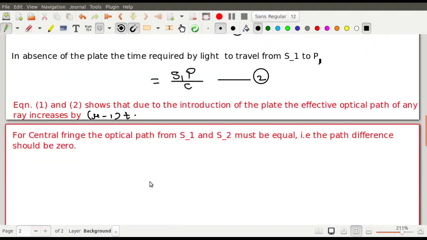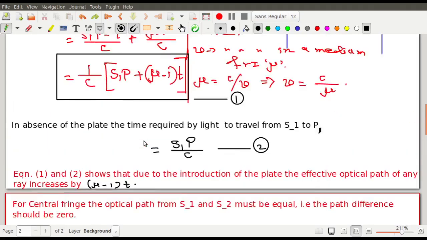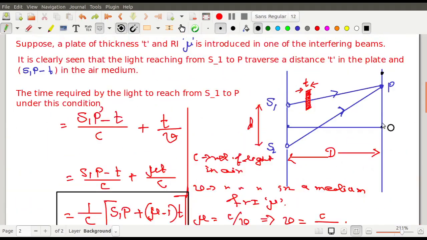And by this time I hope that you have understood what the optical path is. There is a difference between optical path and geometrical path. Geometrical path means just S1P, but whenever I call it optical path, that means it has passed through some medium and you have taken care of the refractive index. That is what the optical path is. So for the central fringe the optical path must be equal, right? The optical path must be equal.